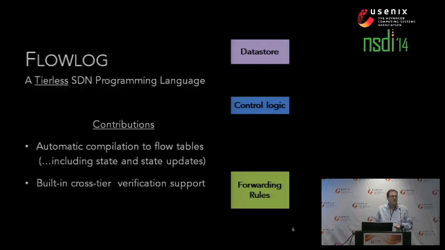So to address this problem, we've been working on a language called Flowlog. Flowlog is what we call tierless. What does that mean? It means that the runtime handles installation of flow table rules for the programmer. Not just rules to represent forwarding behavior, but rules necessary to keep the state consistent. That lets the programmer focus on the behavior that they want rather than on this bookkeeping with flow table rules.